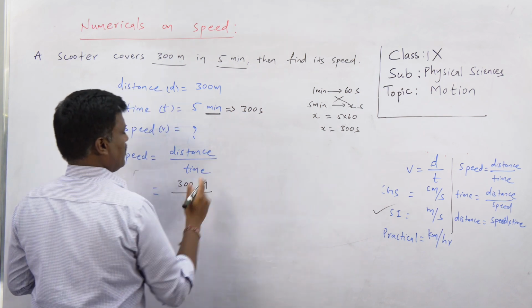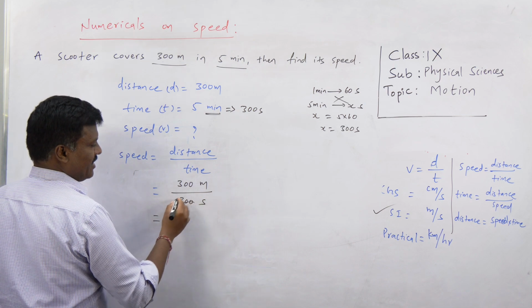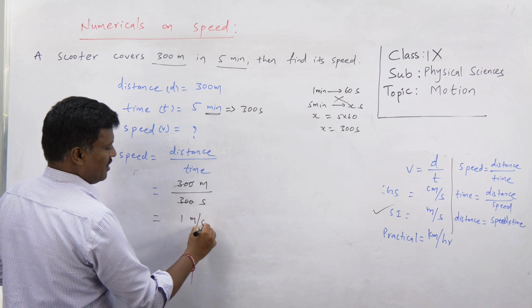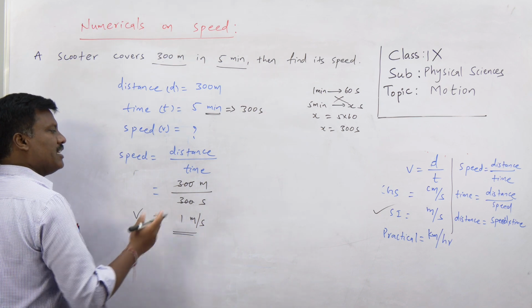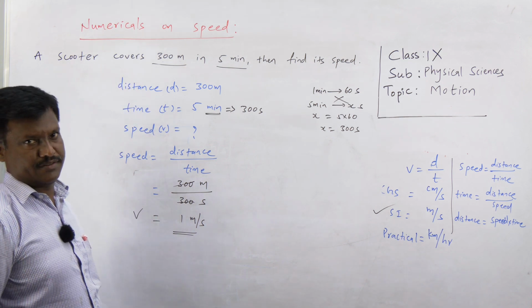Now I'll take this 300 seconds here. Now 300 gets cancelled. Then 1 meter per second. This is the speed. Speed is equal to 1 meter per second. What is the speed of the scooter? 1 meter per 1 second.